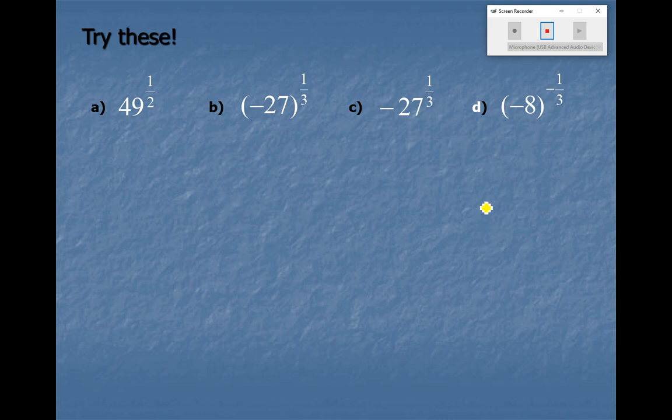What's the difference if it's in brackets? In this particular case, that 1/3, the cube root would come out in front of the negative 27. Here it would just come out in front of the 27.